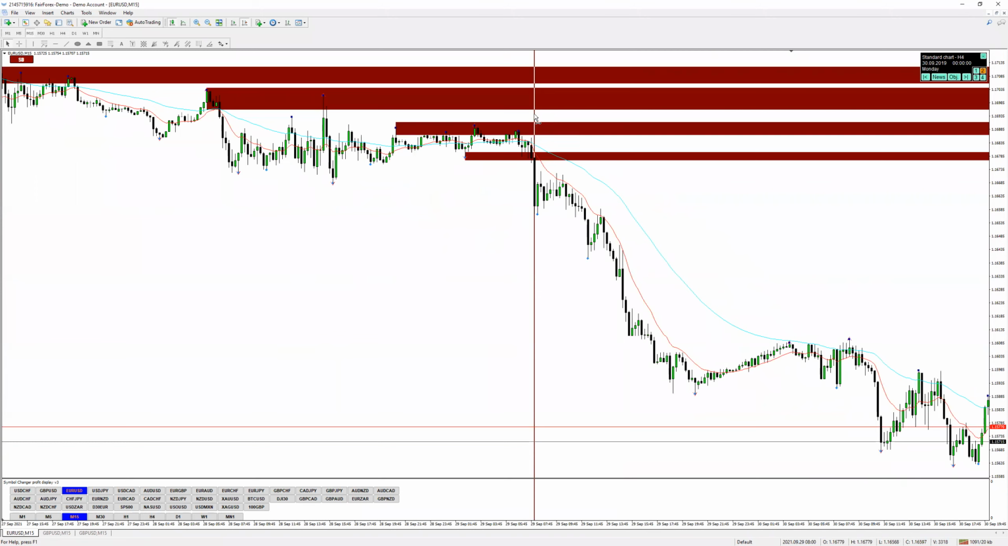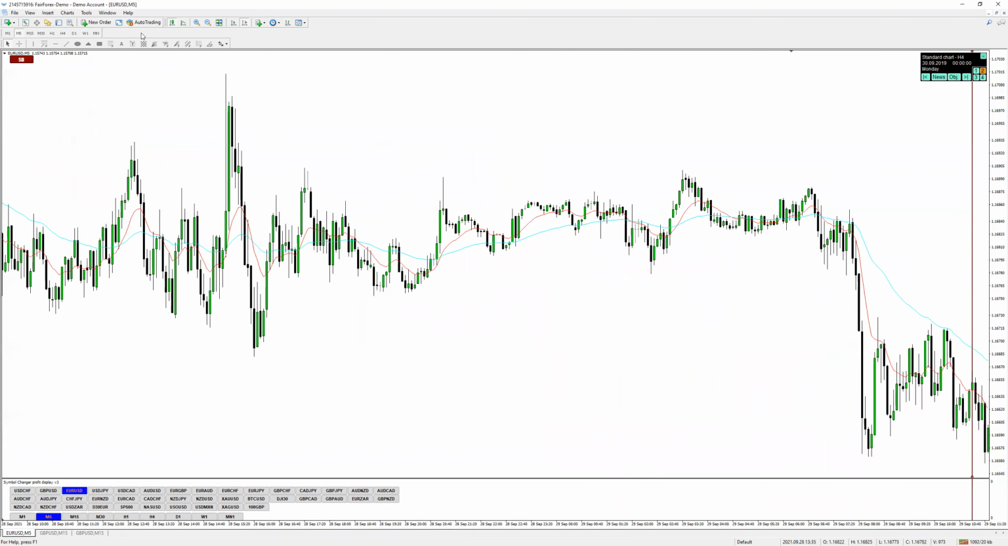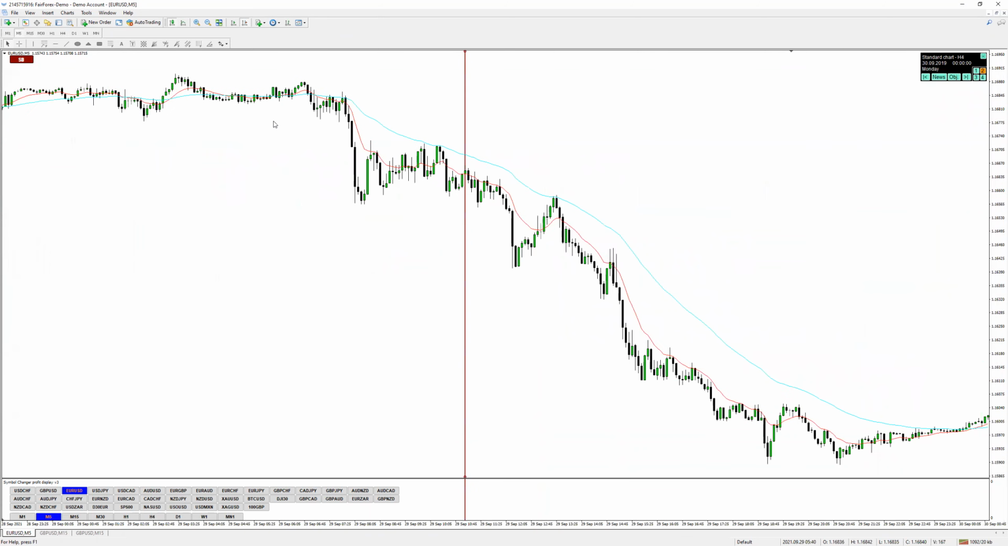And as you can see, price shifted down immediately through this area here. Now, let's go to the 5 minute. Let's see if we can find an entry. If I can't find an entry in there, guys, I don't take the trade. I want you guys to understand that.